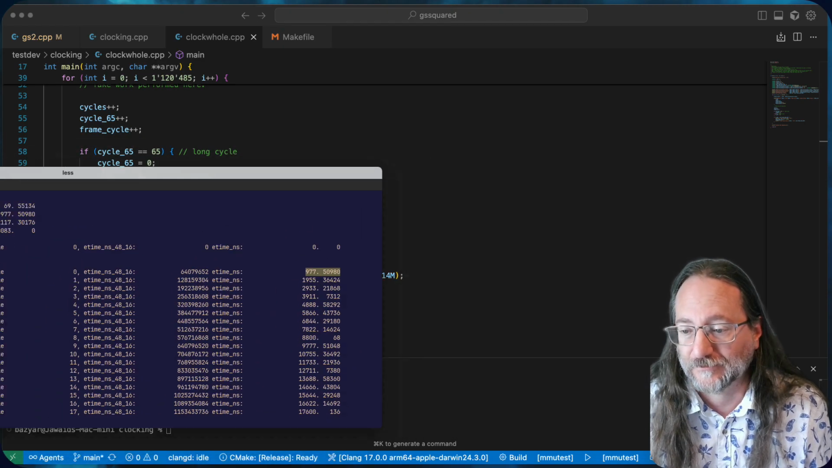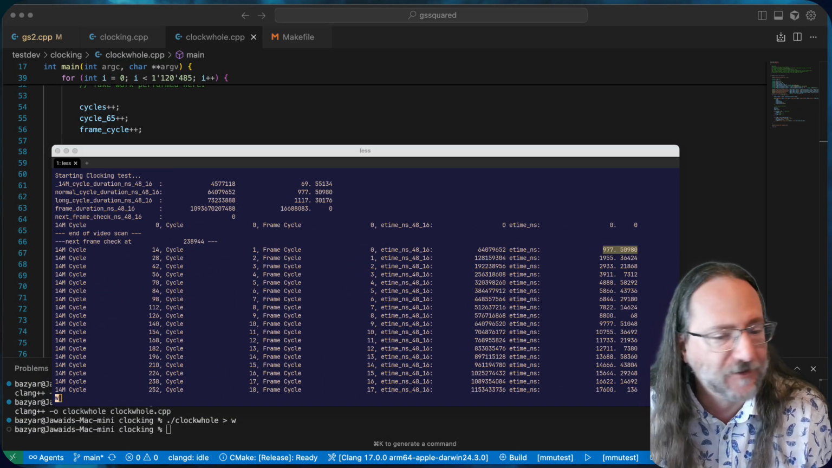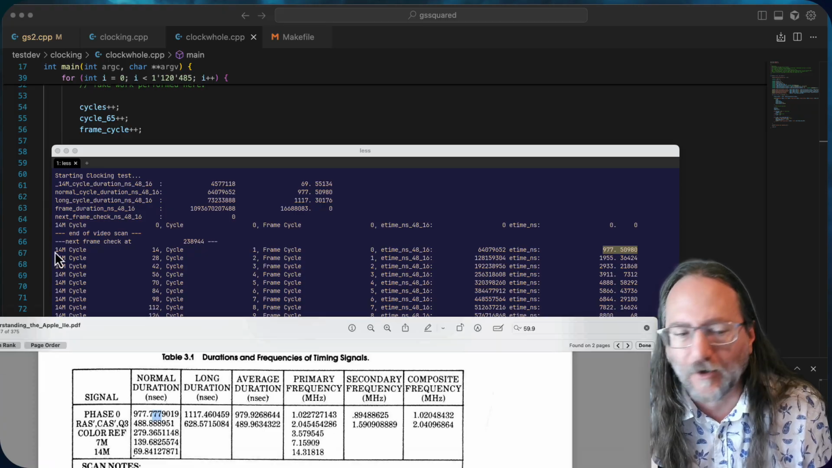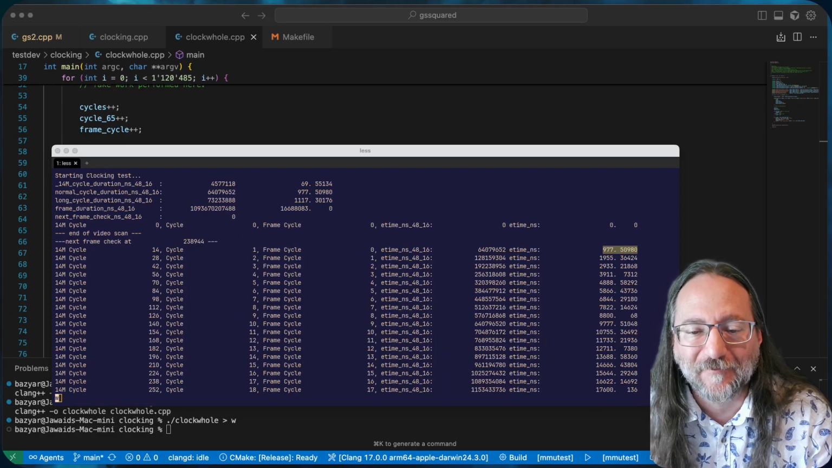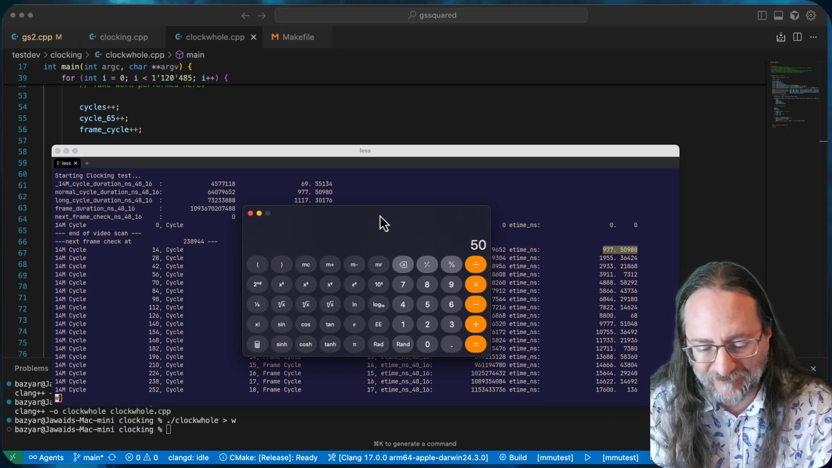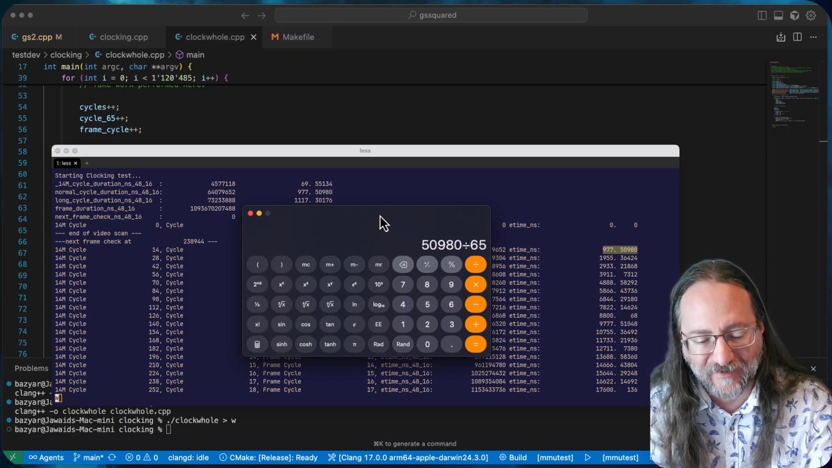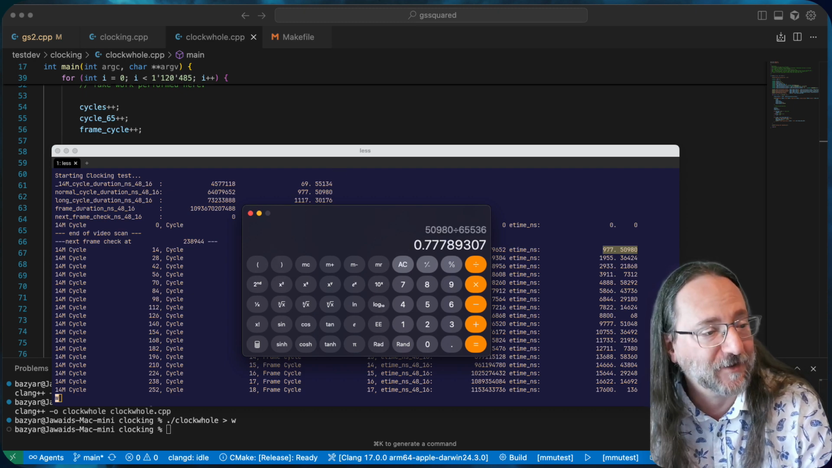So, let's look at my figures here. Oh, I'm a dummy, sorry. I have to convert that back to decimal. 50980 divided by 65536. We talked about this before. All right, that's better. Okay.